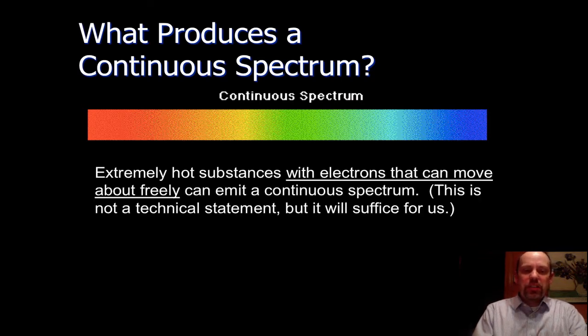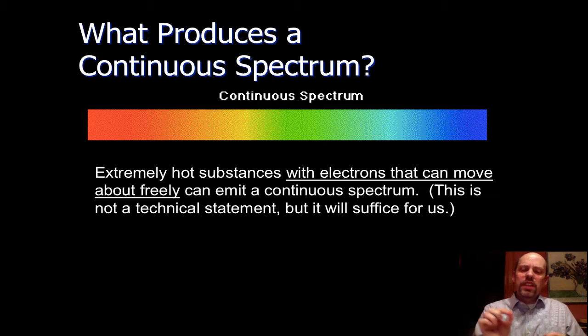A continuous spectrum is created by an extremely hot substance that has electrons that can move about freely. So that's your key sentence. Again, maybe you want to pause to get that piece of information. A continuous spectrum is created by extremely hot substances that have electrons that can move about freely. Now, I hope by now we've already covered the fact that electrons, when they move around in certain ways, they create electromagnetic waves. I'm doing one of your wave dances now. They create electromagnetic waves.